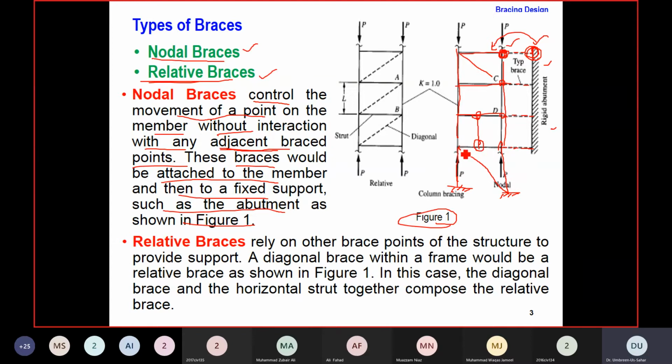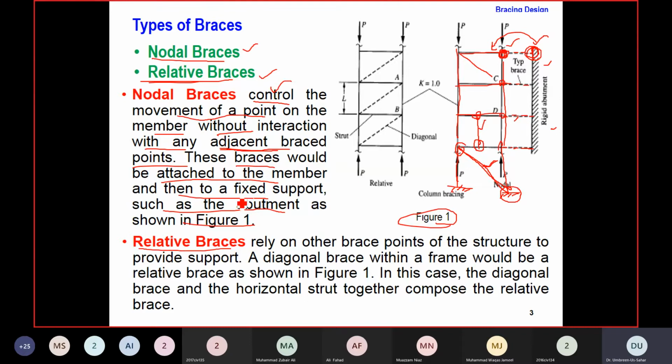So I was talking about this diagonal brace. Let's suppose we are providing our brace in a diagonal form, then that particular end is connected with the frame that requires bracing, and the other end is connected with a fixed connection. So that is also a kind of nodal brace. So you just have to satisfy this condition for the definition of your nodal brace, and then any orientation is okay. Your nodal brace may be diagonal, horizontal, or vertical.